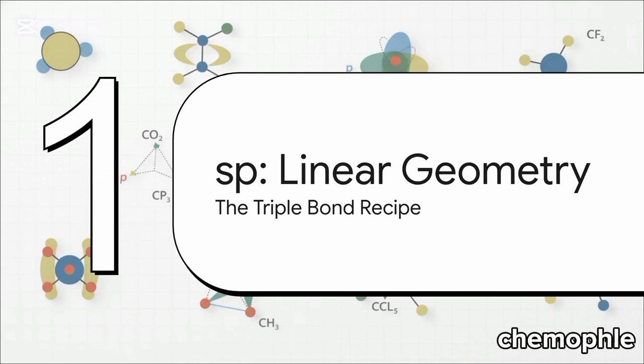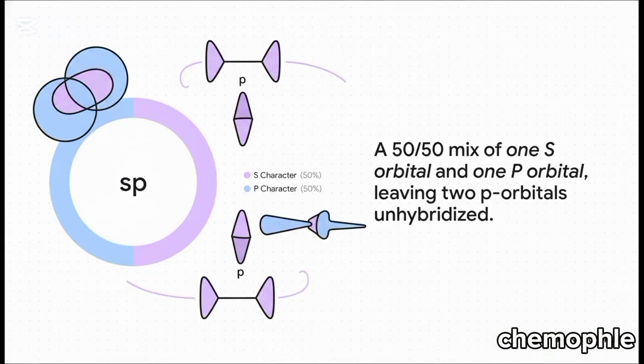And I bet you can guess what this recipe is for. It's for when carbon needs to form a triple bond. The recipe for sp couldn't be simpler. It's a straight 50-50 mix. One s orbital combines with just one p orbital. This means there are now 2 p orbitals left over, unhybridized and ready to get involved.